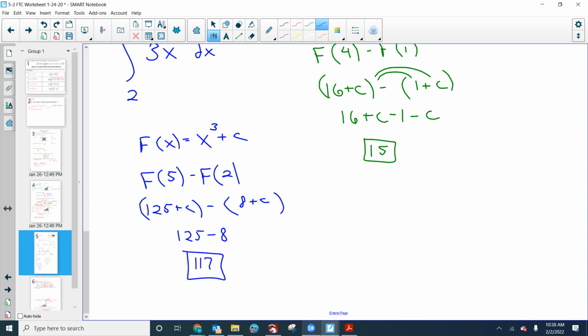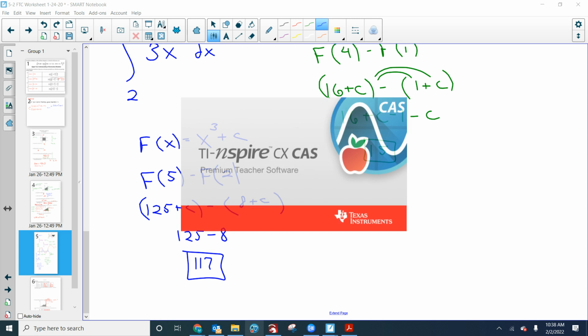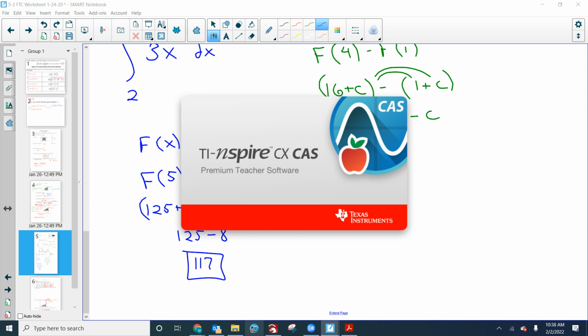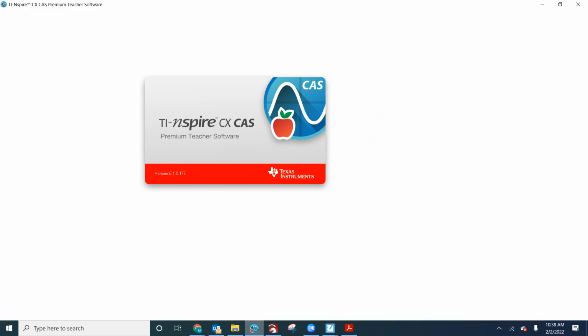What does 117 mean? The area under 3x squared from 2 to 5. Using rectangles? No. And you couldn't use trapezoids because it's curved. Using antiderivatives. Come on. That's pretty cool. Right? The person who discovered that, I mean, it's just amazing. Oh, look, the exact area under a curve comes from an antiderivative.